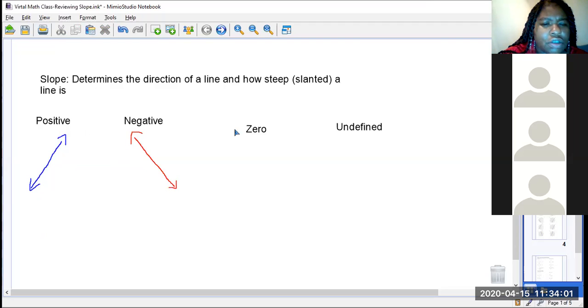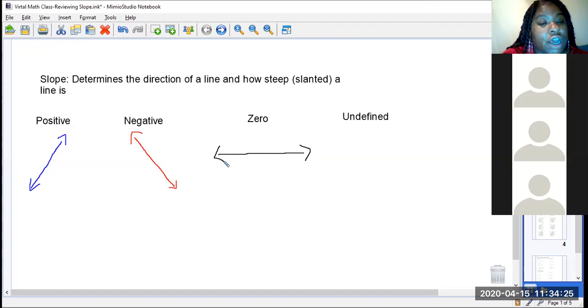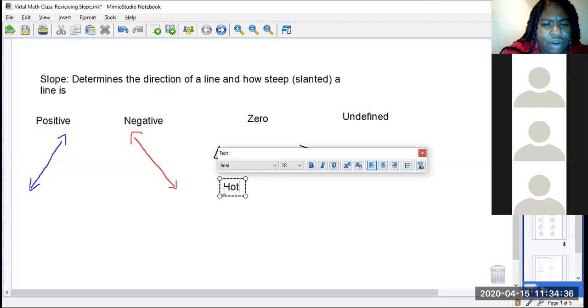All right. Next, we have zero slope. It's a horizontal line. It is a horizontal line. And remember, Miss Hampton is not an artist. But I think I'm doing a good job with these lines here. Now, zero slope, and let me go ahead and type this. You said it was a horizontal line, right? Mm-hmm. All right.